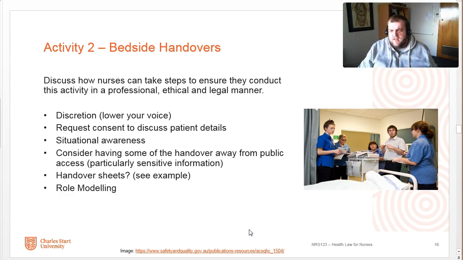I've got an example of handover sheets, which I'll include in the email. I'll send it out to you guys if you want to use it. For people that have never heard of handover and never seen it, it can be useful to have a mocked up handover sheet to show them what they might come across in the hospital. And also role modelling good behaviour.